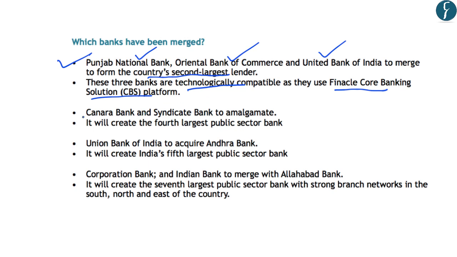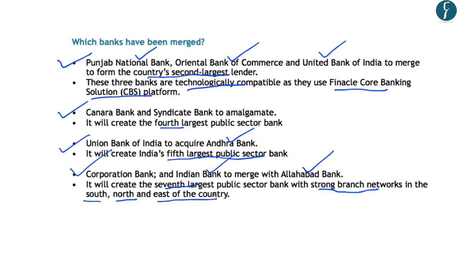Further, Canara Bank and Syndicate Bank have been amalgamated to create a new entity, which will be the 4th largest public sector bank. Also, Union Bank of India will acquire Andhra Bank, and this will become the 5th largest public sector bank. The last entity will be created by the amalgamation of Corporation Bank and Indian Bank with Allahabad Bank. This will create the 7th largest public sector bank. One of the key benefits is that these banks have strong branch networks in South India, North India as well as the eastern parts of the country.